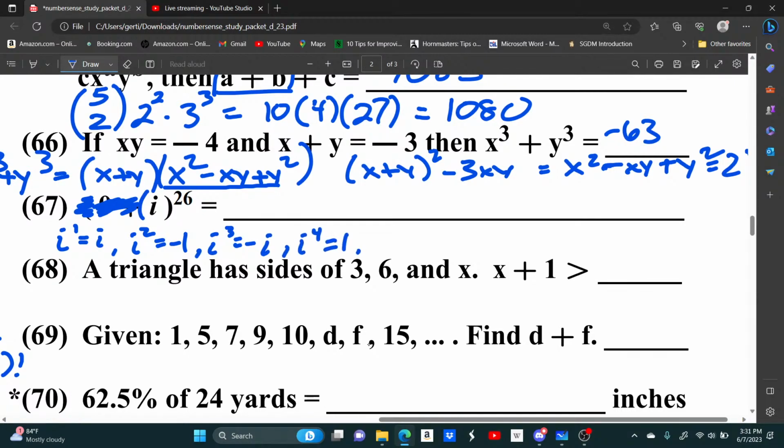So you can imagine if you multiplied by i again, i to the fifth would just be i. And so you basically just have to find what's the remainder when 26 is divided by 4. That's just going to be 2. And so the answer is going to be i squared, which is -1.